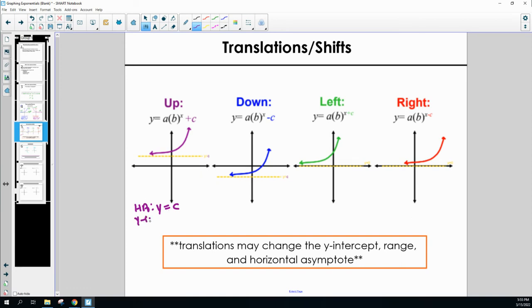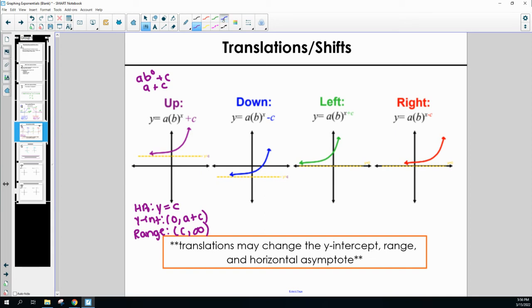For the y-intercept, we're going to plug in 0 for x. So that's how we are always finding the y-intercept. If I plug in 0 for x, we know that b to the 0 is 1, and a times 1 is a. So we end up with a plus c. And then our range will always match the number that is our horizontal asymptote. So we can see here that the lowest y value we have is c, and then the highest is infinity. So the horizontal asymptote of c and the range starts at c, so same value.